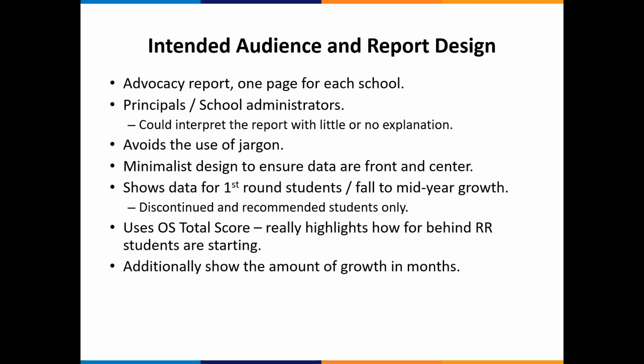Additionally, we are also showing the months of growth that students are making. With each student, you'll see the months of growth that they've made. Now, the typical first grader, our random sample, makes about 5 months of growth. So the point of including the months of growth is to show that our kids have to make accelerated growth, more than 5 months of growth, to catch up to their peers.